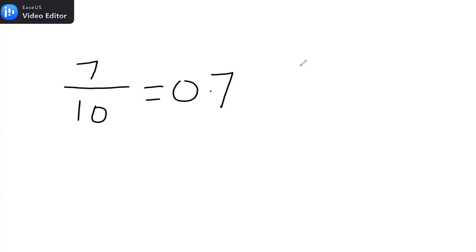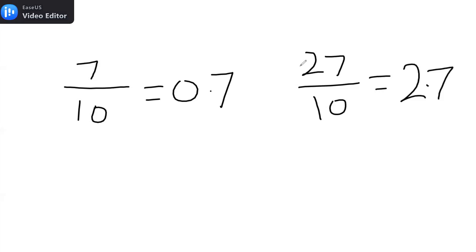Okay, another one, Yusuf. 27 over 10. How can we write it in the decimal form? 2.7. Excellent. 2.7. Because the denominator is 10, we have only one decimal place. Or we can explain it in another form.